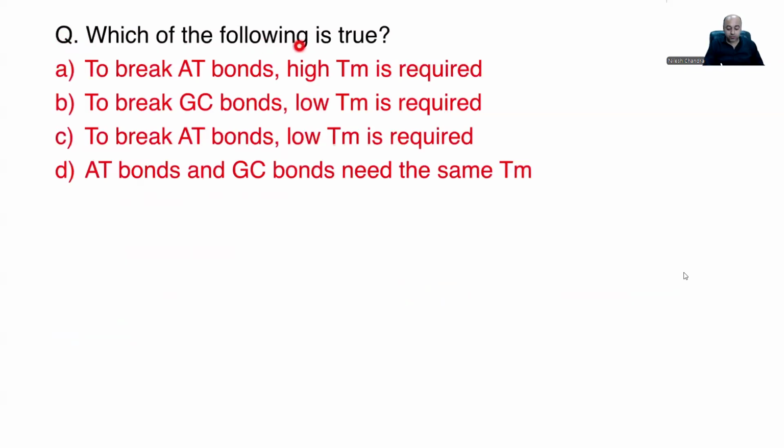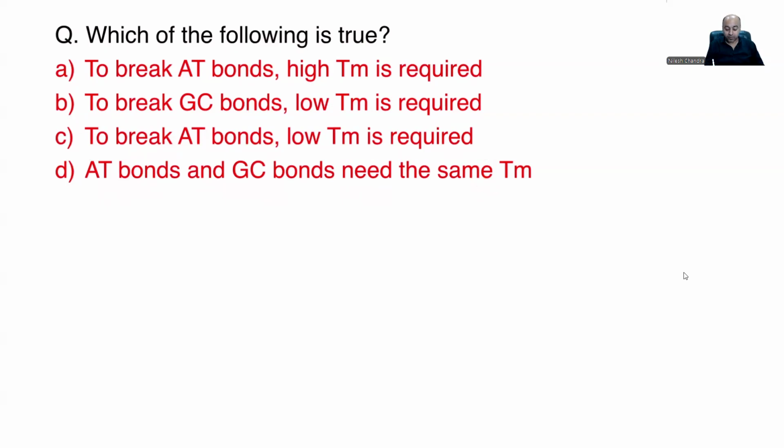Moving on to the next question, which of the following is true? To break AT bonds, high TM is required. To break GC bonds, low TM is required. To break AT bonds, low TM is required. AT bonds and GC bonds need the same TM.